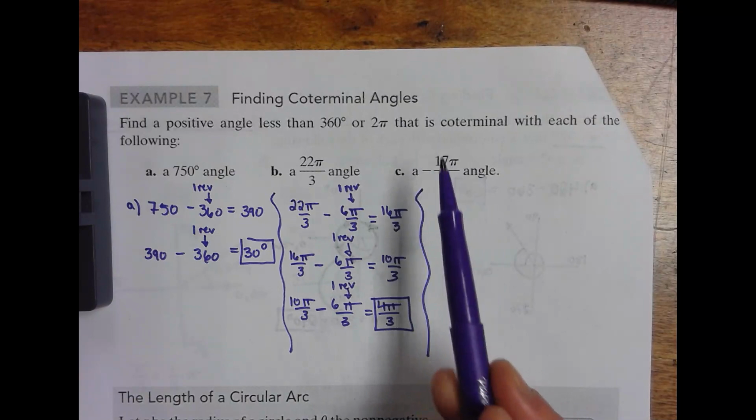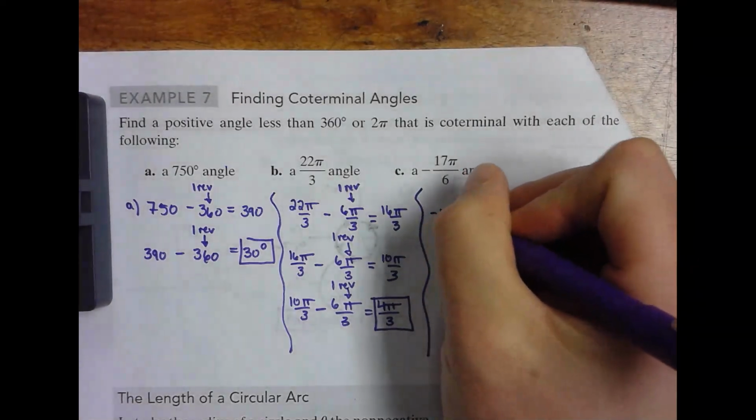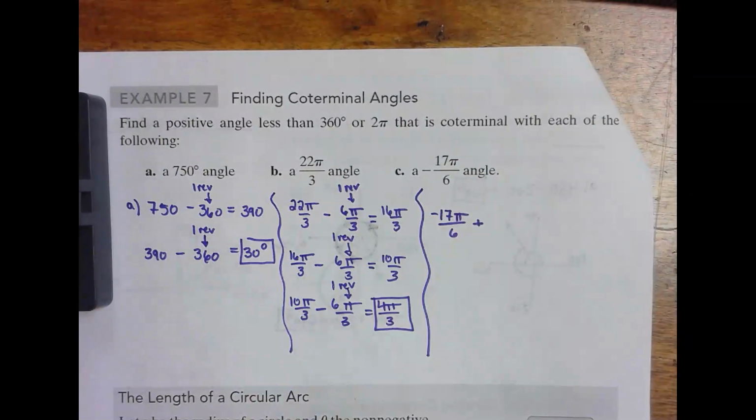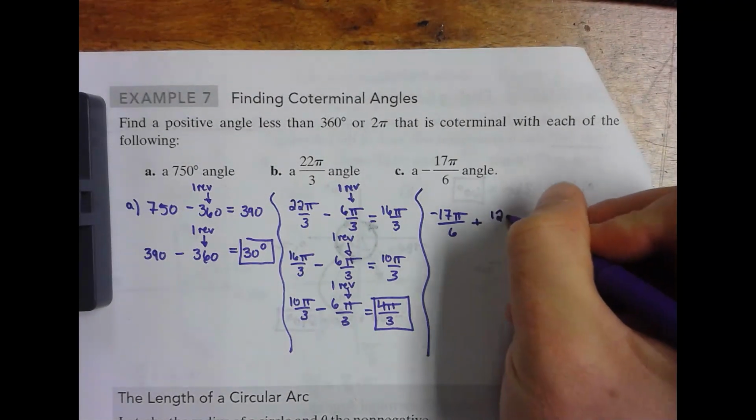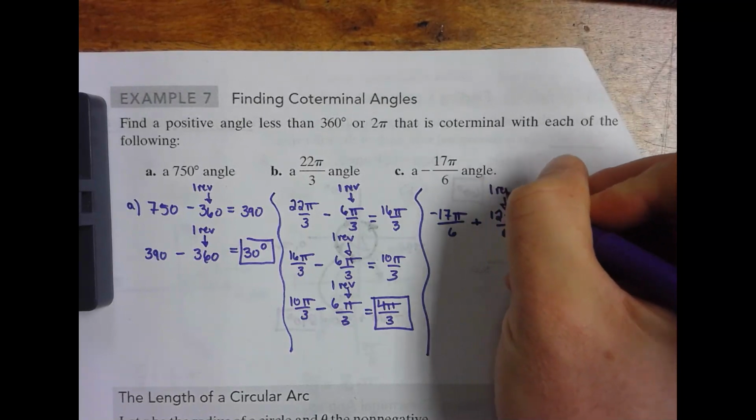When the radian starts as negative though, and we're going to add the 2 pi, it's a little bit more obvious, because as soon as it ends up being positive, we're done, right? So with the negative 17 pi over 6, we're going to add 2 pi this time. And again, in sixths, 2 pi is equal to 12 pi over 6, and that's that 1 full revolution.